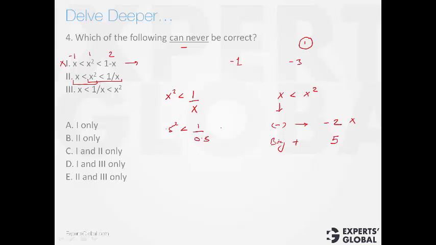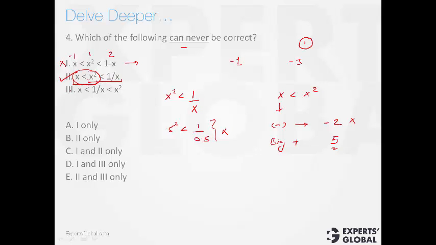And if we take this case 5, the kind of value that satisfies the first inequality here, then in such a case 1 upon x becomes a small fraction which will never be greater than x square, the square of such a big number. And therefore this is something which can never be true, and the question is asking which can never be true. Therefore this is a fine statement.